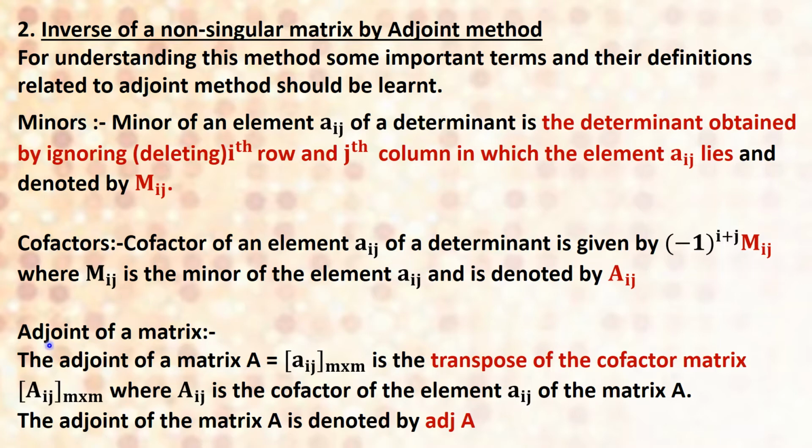Now what is adjoint? The adjoint of a matrix A, where matrix A is Aij of order m, a square matrix, is the transpose of the cofactor matrix. Cofactor matrix means we write all the cofactors in the form of a matrix according to the values of i and j, where capital Aij is the cofactor of the element Aij of the matrix A. We represent the cofactors by capital Aij. The adjoint of the matrix A is denoted by Adj A.